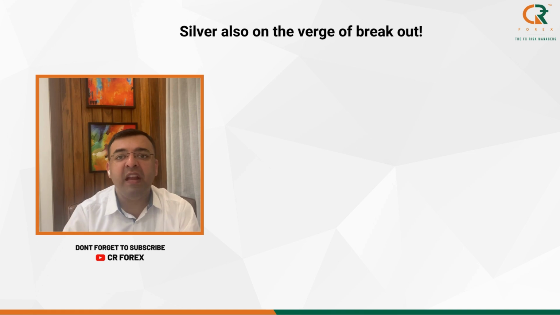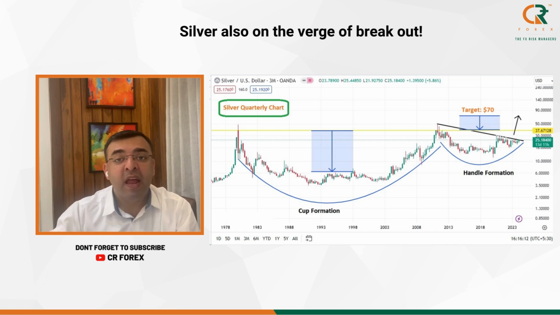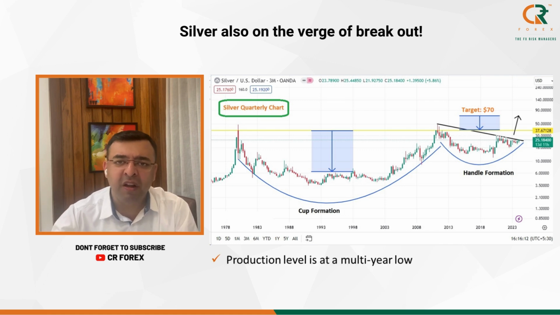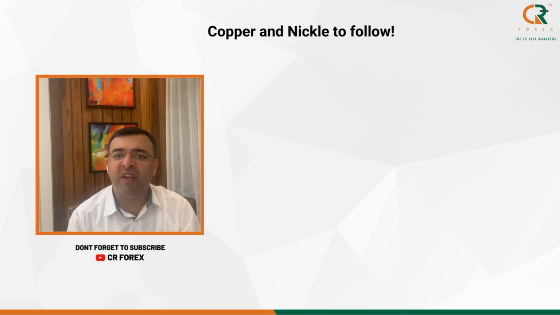On the daily, weekly and monthly charts, silver has given a clear-cut breakout, and on the quarterly chart, it is yet to give a breakout. If that breakout comes, silver prices are going to move higher because of two reasons: production level is on the lower side and industrial demand has picked up. Gold and silver both have given a breakout.